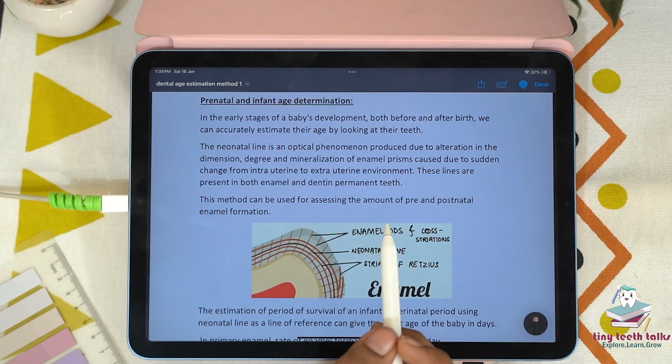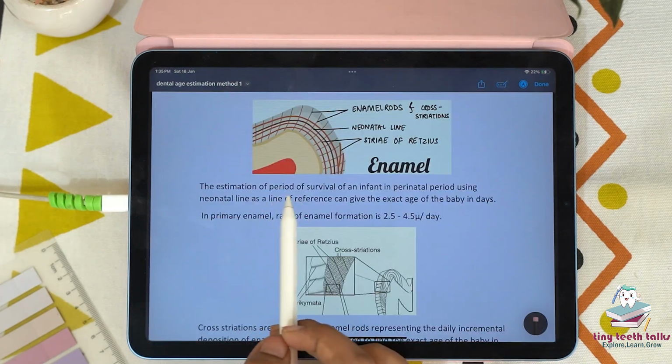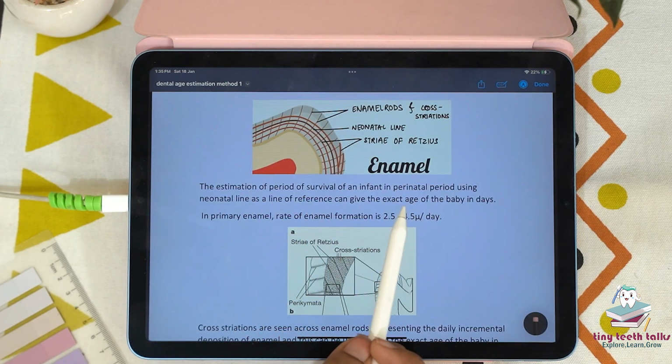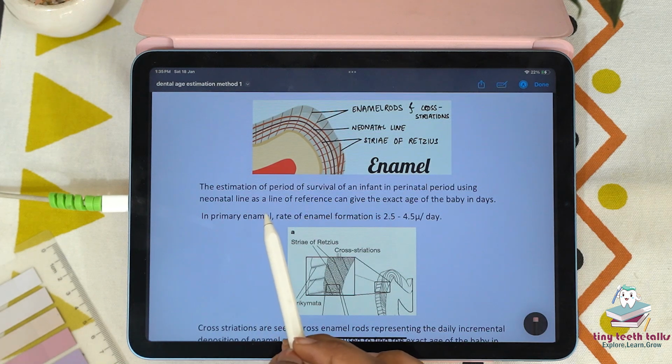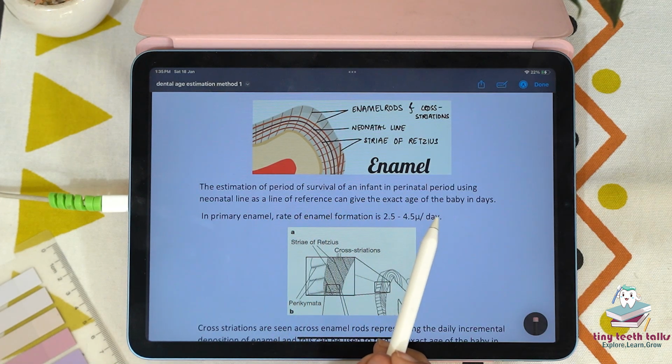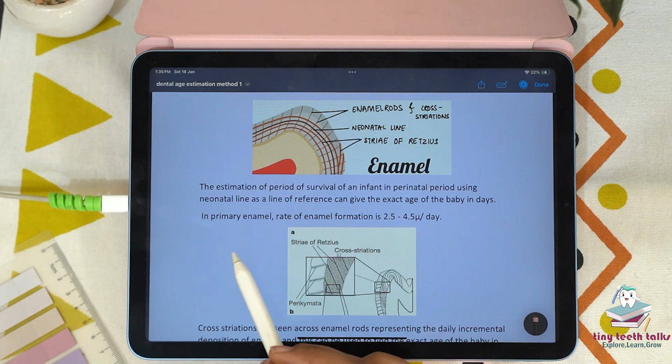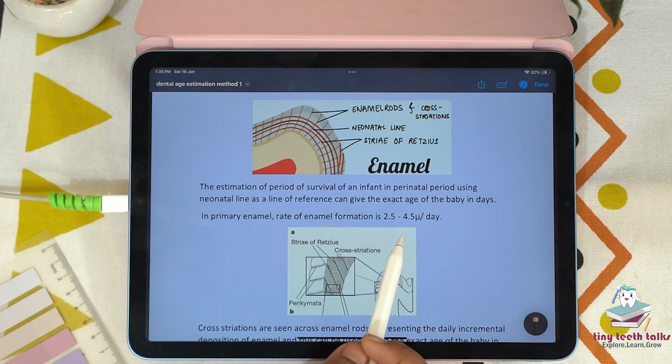This method can be used for assessing the amount of pre and postnatal enamel formation. The estimation of the period of survival of an infant in the perinatal period, using the neonatal line as a line of reference, can give the exact age of the babies in days. In primary enamel, the rate of enamel formation is 2.5 to 4.5 microns per day.